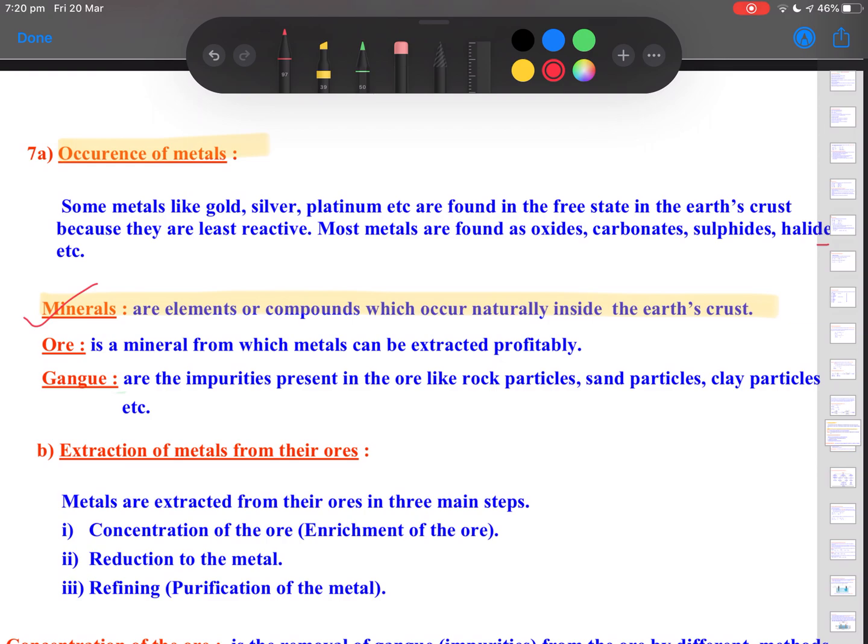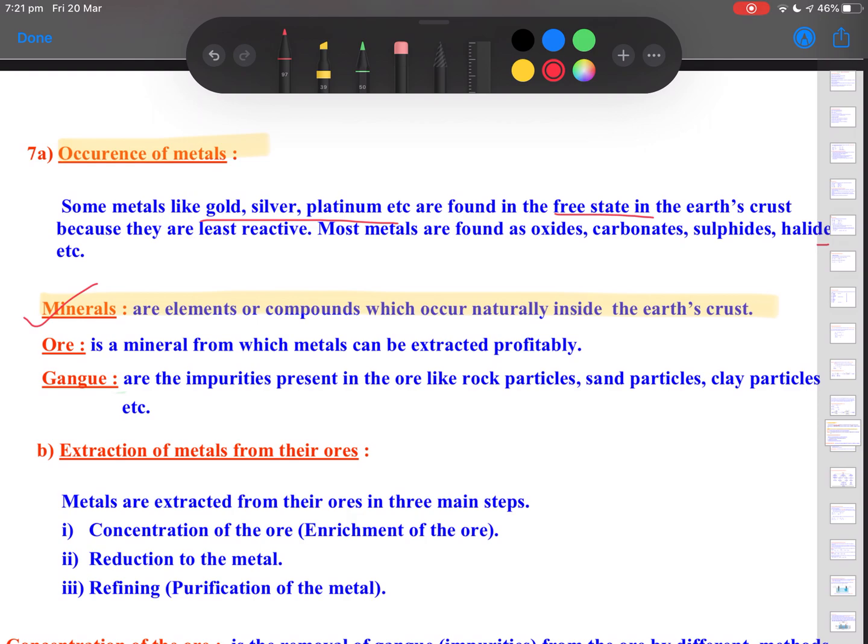Whereas the metal may be present in the free state or in the combined state, but that's not a rule. The rule says that if the metals are very unreactive, that is, less reactive, inert, like for example gold, silver, platinum, which we have already discussed, because they are placed below hydrogen in the reactivity series, they do not practically combine with any other substance and they are found in the free state in the earth crust.